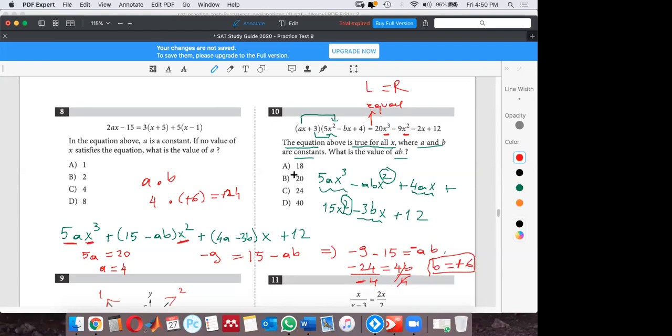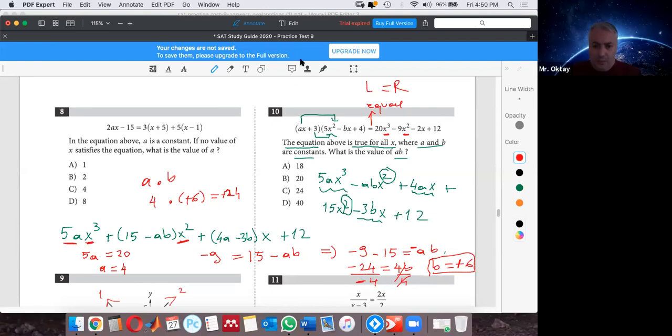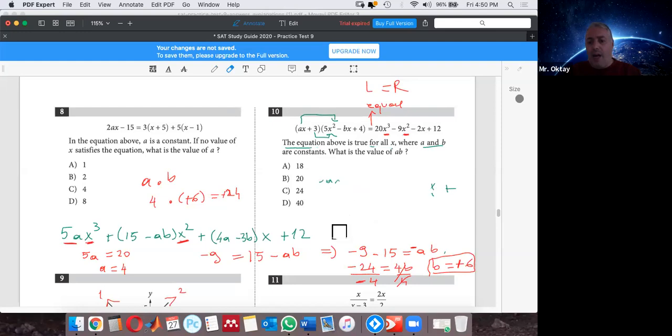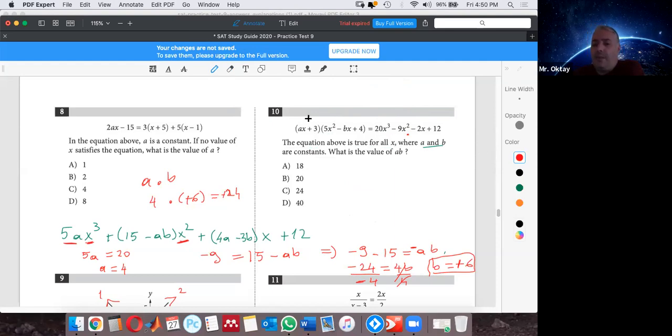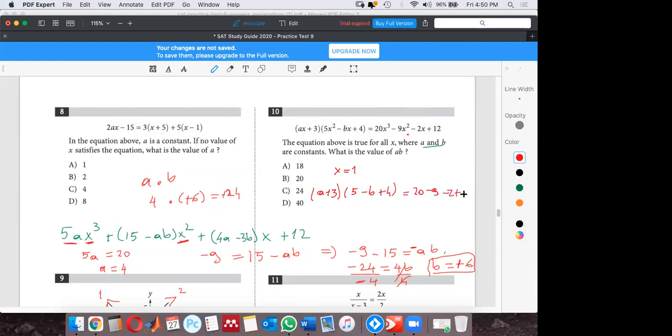Absolutely. Now I will try something. I am not sure there will be solution or not. I'm not sure, but I want to try. It says that for all x. So let me choose x is 1. Just I am choosing in my mind. A times 1a plus 3. So 5 minus b plus 4 equals 20 minus 9 minus 2 plus 12.